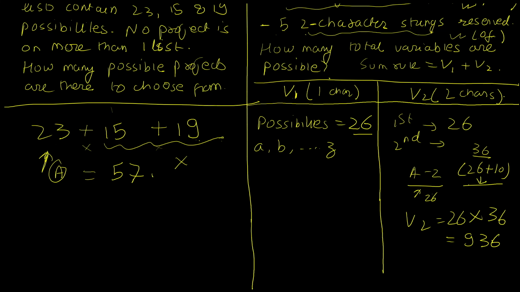From these two character strings, 5 of them are reserved. So I calculated there would be a total of 936, but I'm not allowed to use all of them because 5 of them are reserved. So there could be something like this, there are 5 total, things like that. So that means I cannot use those 5.